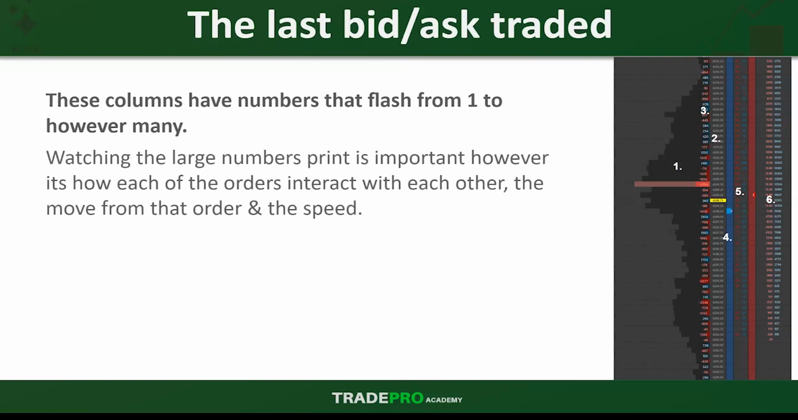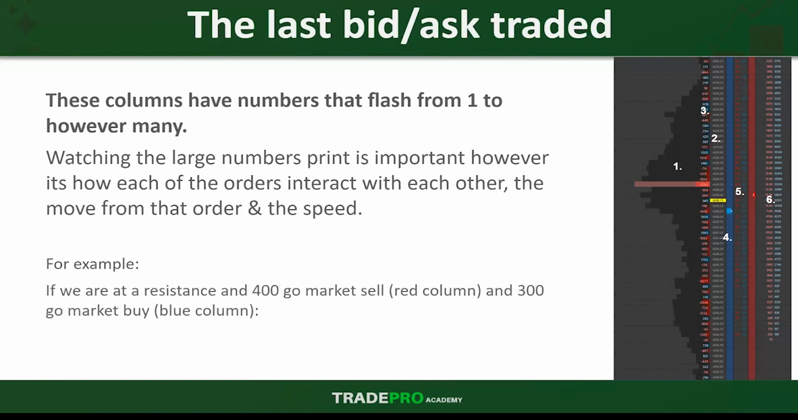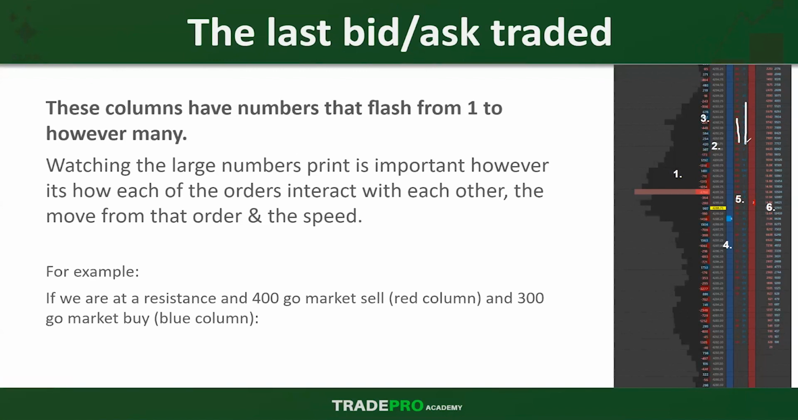However, it's how each of these orders interacts with one another. The move from that order and the speed is a very, very important factor here. For example, if we're at a resistance on the DOM, this one I'll draw out for you. This red side beside the bids is market sell. This blue side beside the offers is market buy.